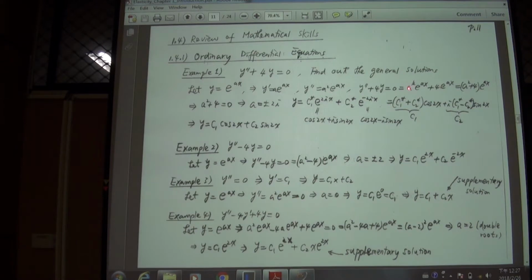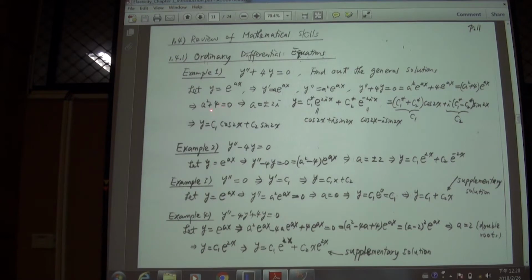Here, this is a square. Maybe the writing is not very clear, but this is a square. y double prime equals a squared e^(ax), and 4y equals 4e^(ax). Then we take this term out because it is a common term: e^(ax) times the bracket a squared plus 4. This totally equals 0, but the exponential function does not equal 0. So we know that a squared plus 4 equals 0.